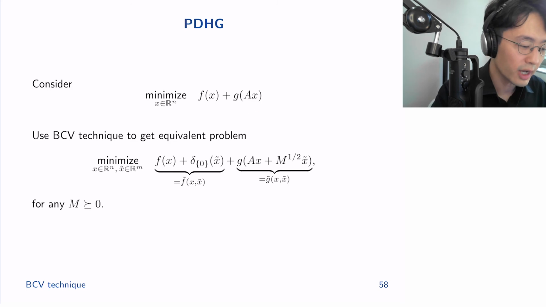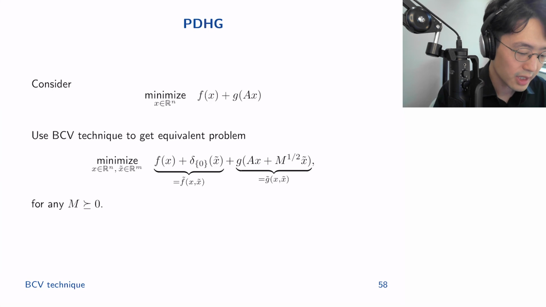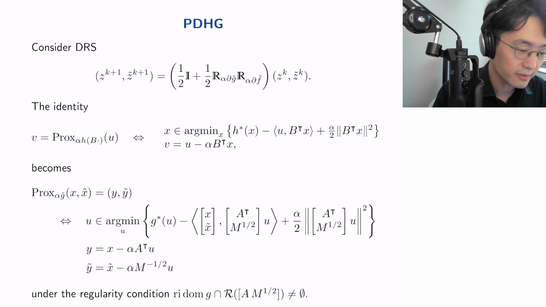So now we used to have the optimization problem of minimize f of x plus g of Ax with the variable x. But now we have the optimization problem of minimize f tilde plus g tilde, where the optimization variables are x and x tilde, and these two problems are now equivalent. In the next step, we apply DRS to this equivalent problem with f tilde and g tilde, and we apply the reflected resolvent with respect to f tilde first.